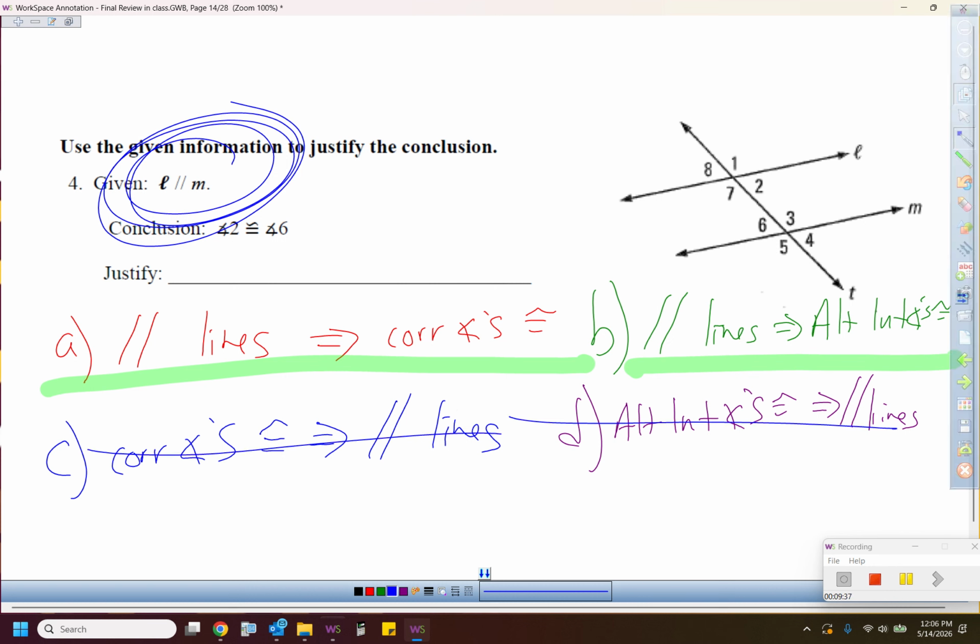Then it comes down to what kind of angles are we talking about? 2 and 6, what kind of angles are those? Are they corresponding angles or alternate interior angles? So, bada boom! You see how you don't have to know everything. You have to learn how to use a multiple choice question to your benefit. You know, it's like what's similar, what's the same, what can I eliminate?